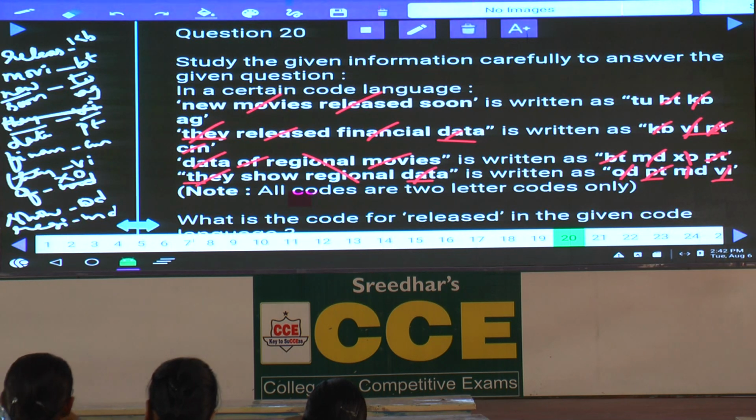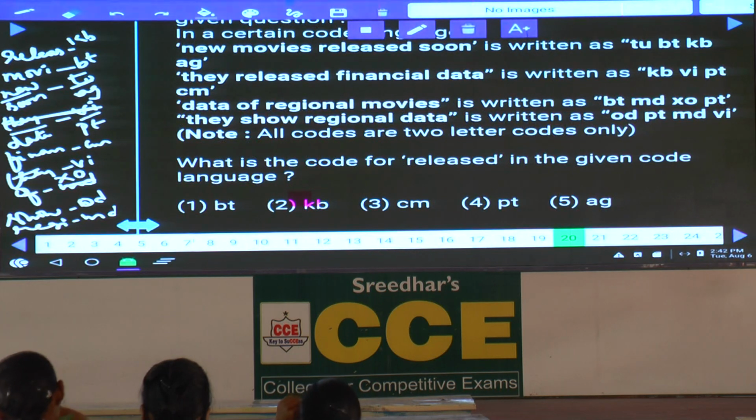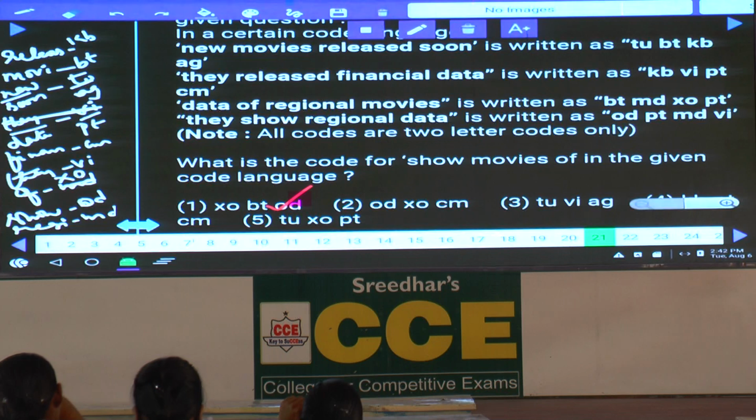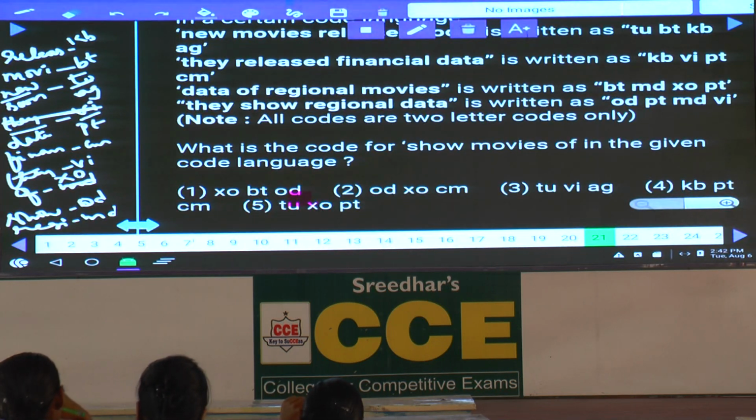Done? MD and MD is common. The next one, what is the code for the word released? Yes, released is KB, choice 2. Then question number 22. Now in this 21st, what is the code for show movies?